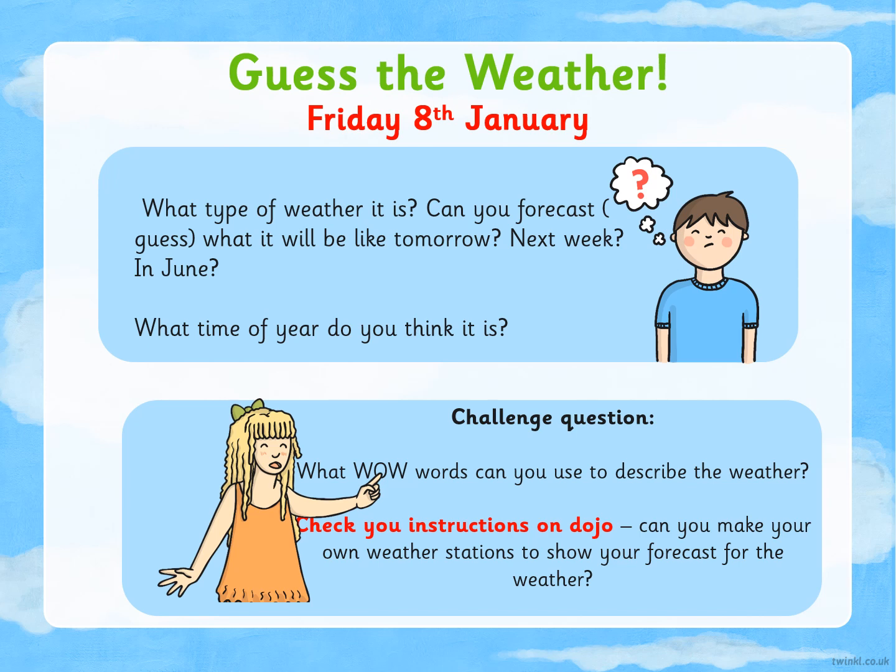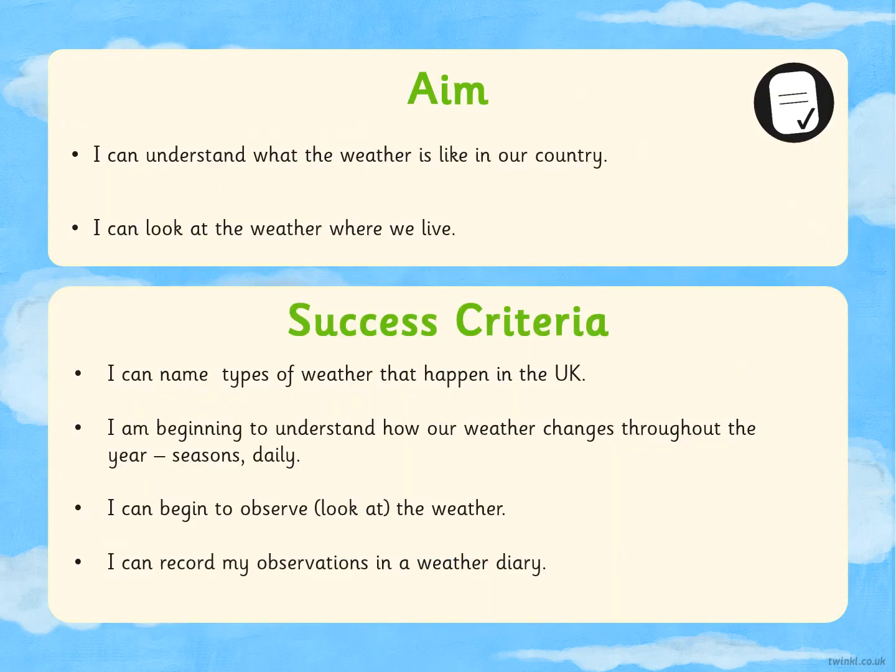Now, you need to look and check at the instructions on Dojo to see how you're going to make your weather forecasting station. So now I hope we've made a start on finding out about different types of weather in the UK and how we can record what we can see and the symbols that we can use.